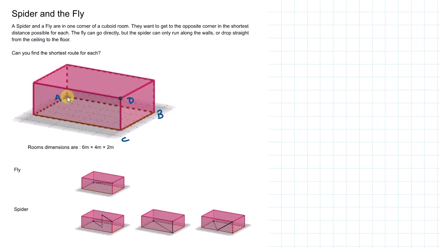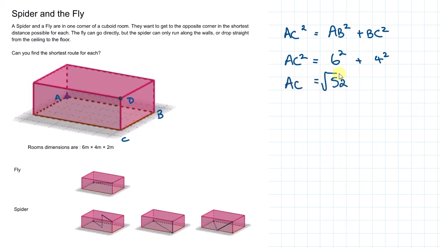So by Pythagoras, AC squared is the hypotenuse, because it's the right angle there, is equal to AB squared plus BC squared. And that means that AC squared is equal to, we had 6 along the AB side, plus BC, which is 4. 36 plus 16 is 52. So AC is the square root of 52.